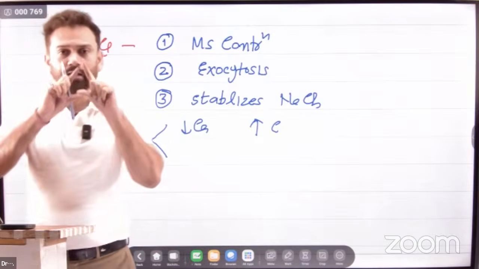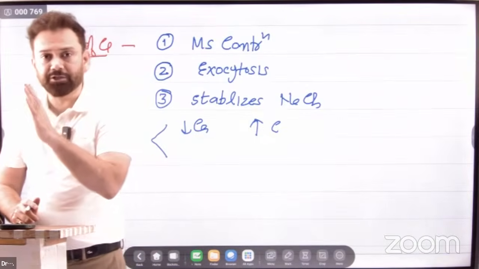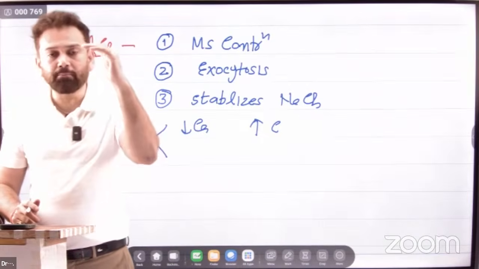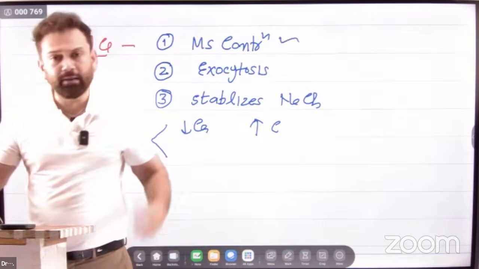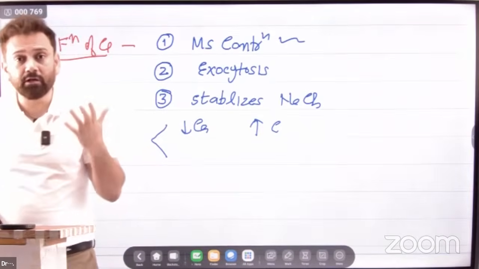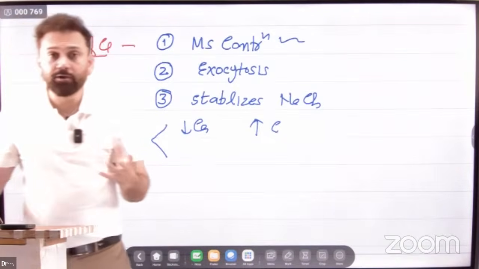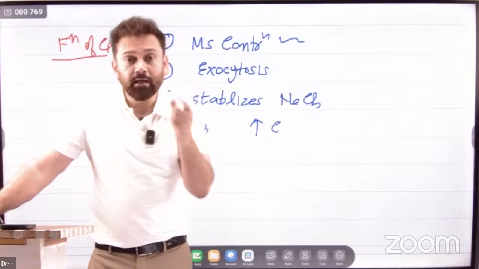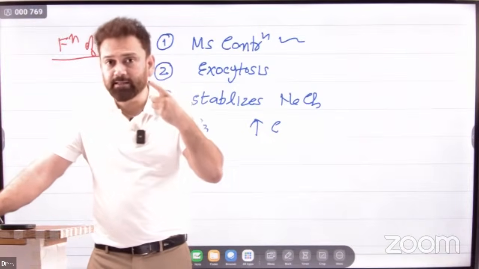अब आपको एग्जाम में कैसे लिखना है? In the exam you have to write the heading function of calcium, then point-wise. Number one, muscle contraction. For actin and myosin contraction in detail we have discussed. Exocytosis of insulin, neurotransmitter. Number three, stabilization of sodium channel. अब यहां पर आपको explain करना है. You have to explain this in the exam.